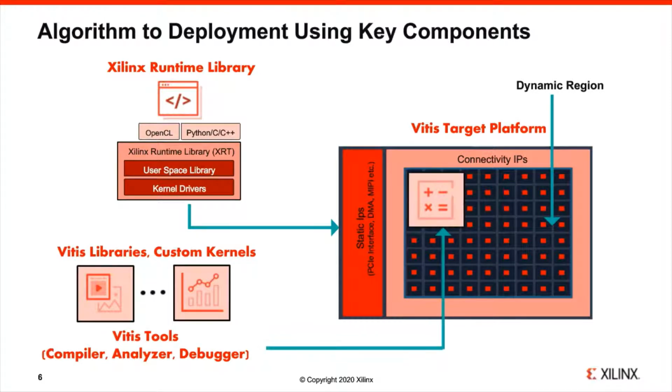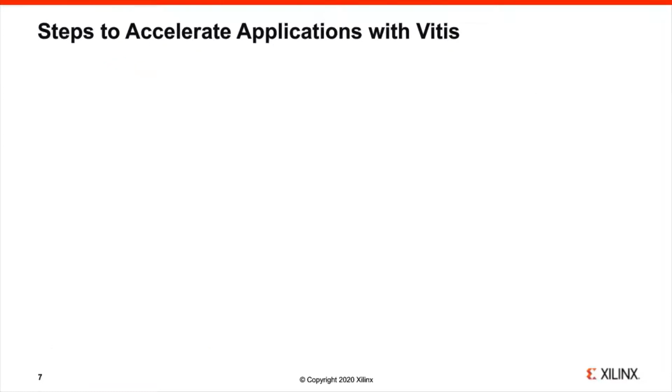So the next obvious question is, how do you develop these algorithms that can be compiled by the Vitis tools and eventually deployed on the platform? There are primarily four main steps for accelerating applications with Vitis. The first step is identifying the need for acceleration and establishing your performance goals.